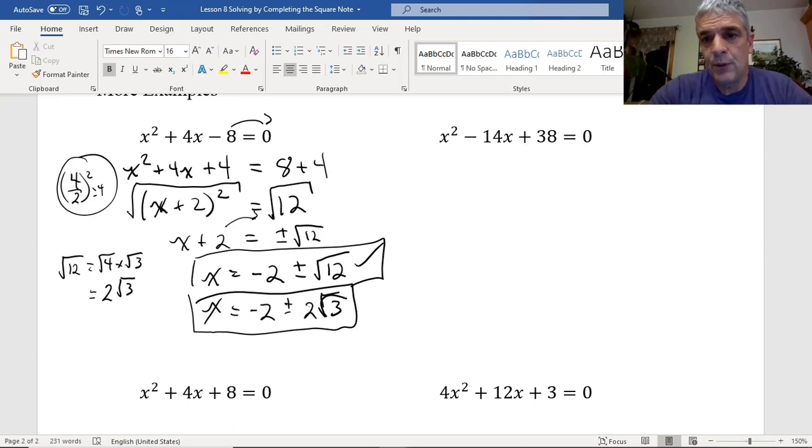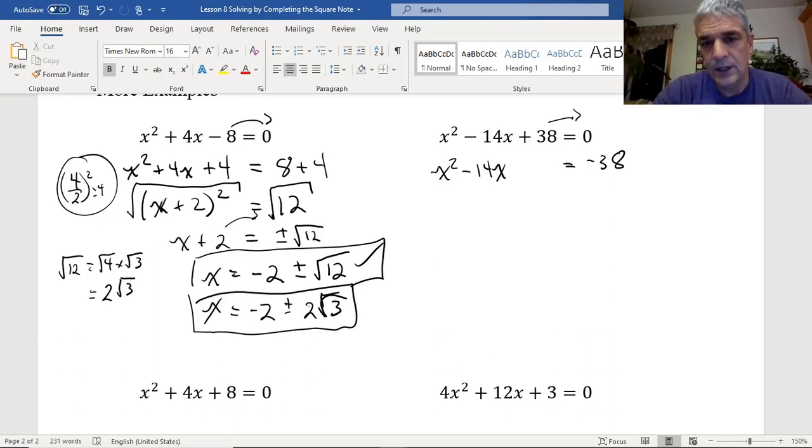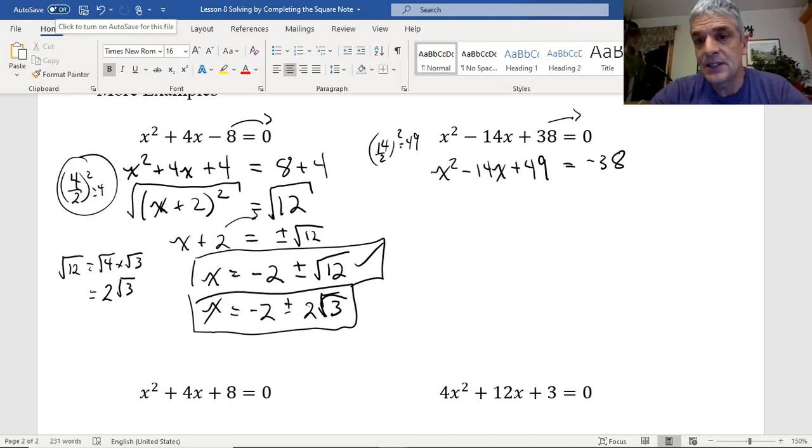So what we would do is we would move the 38 to the other side, which makes it minus 38, and then we'd have x squared minus 14x, and we'd leave a space over here because that's the step we're going to follow when we're completing the square. Now, for getting the value of c, I'm going to take my 14 and divide it by 2 and square it. That equals 49. 14 divided by 2 is 7, squared is 49. So I'm going to add 49 right here. That means I must also add 49 to this side of the equation.